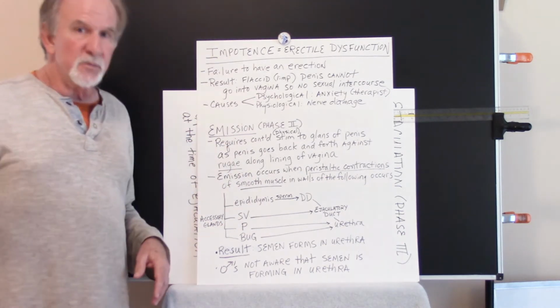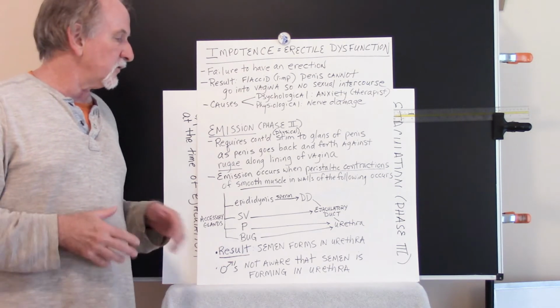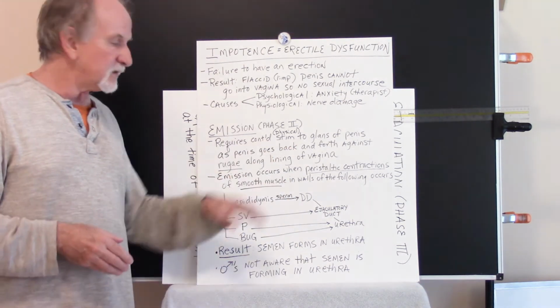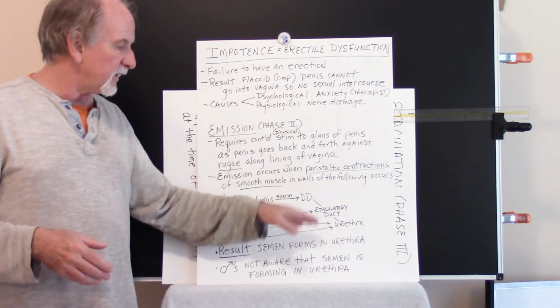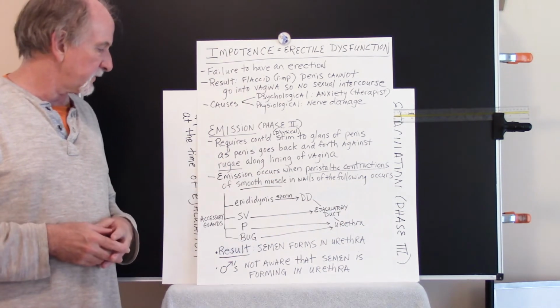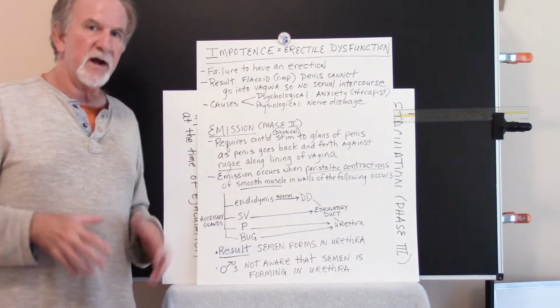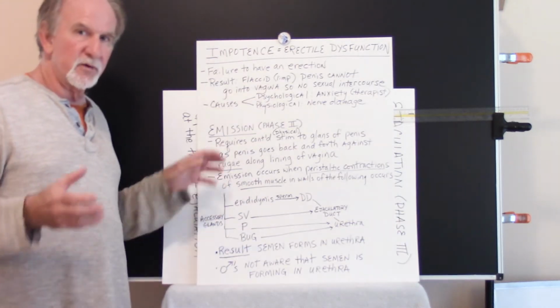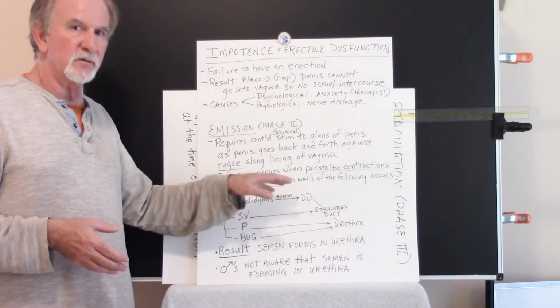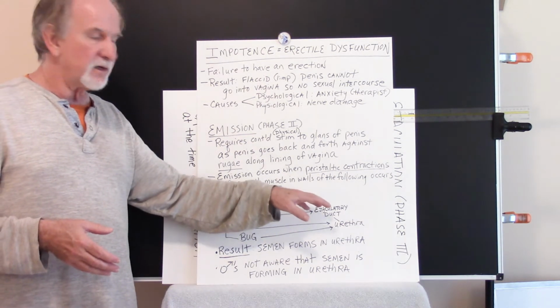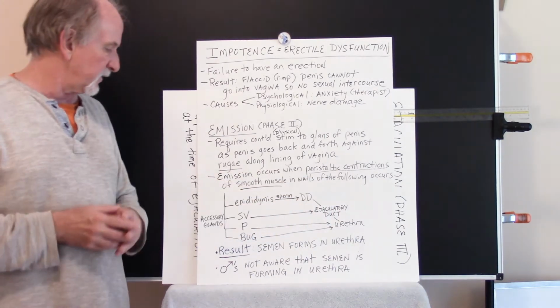There are smooth muscle contractions that occur in the ductus deferens that continue to move the sperm up to the ejaculatory duct and finally into the urethra. There are smooth muscle contractions that occur in the wall of the seminal vesicle, and it secretes its solution into the seminal vesicle duct, to the ejaculatory duct, and then into the urethra.